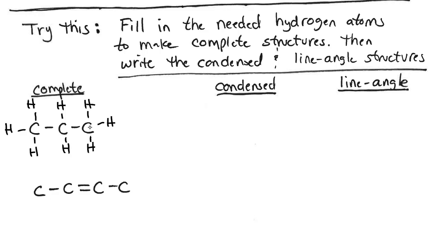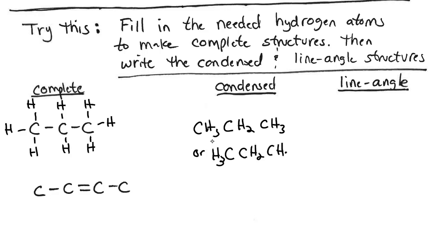All right, so the condensed structure means that we start with the carbon, write how many H's are attached to it, so 3. And then the next carbon, and how many are attached to it, and the final carbon, and how many are attached to it. Incidentally, you will sometimes see the H's for the carbon on the left put on the outside. In other words, you might sometimes see H3C and then CH2, CH3. Sometimes that is done.